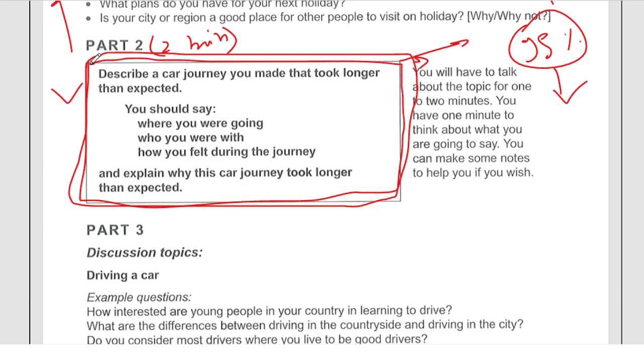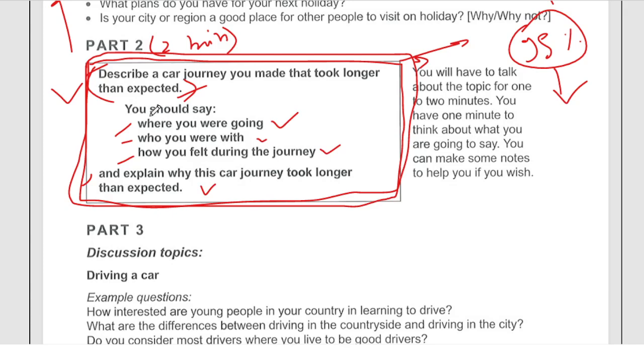In the cue card, they give you a topic, and based on the topic, they will give you 4 different questions. See here, the given topic is: describe a car journey you made that took longer than expected. Then they are giving you 4 questions. But most students concentrate on the questions a lot. It's a mistake. Why am I telling you this?